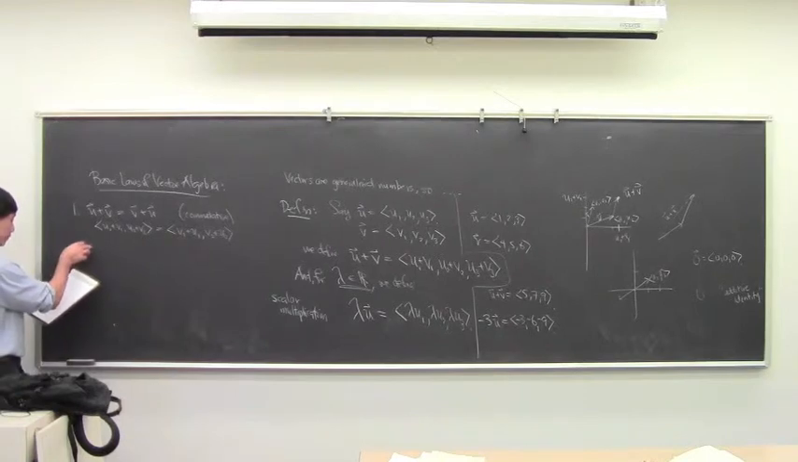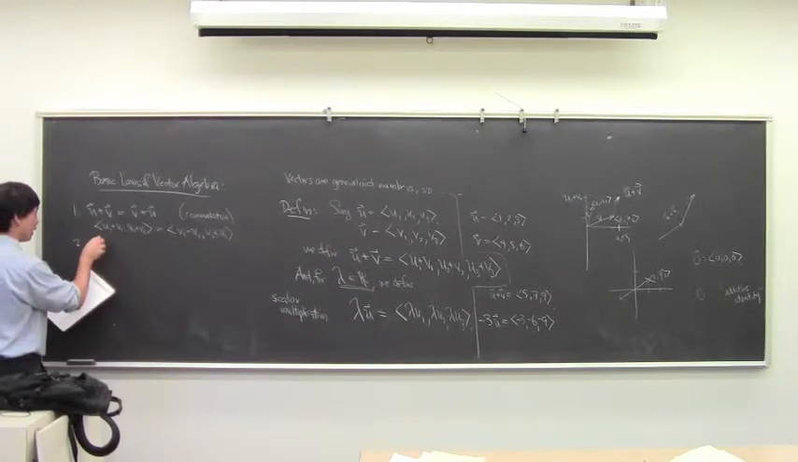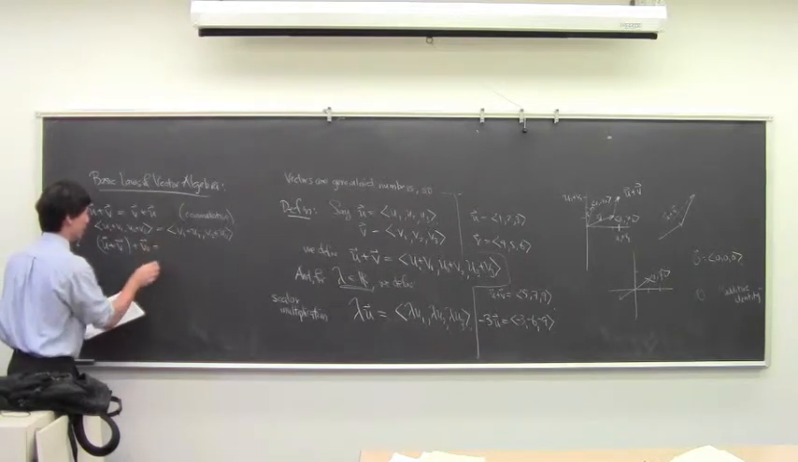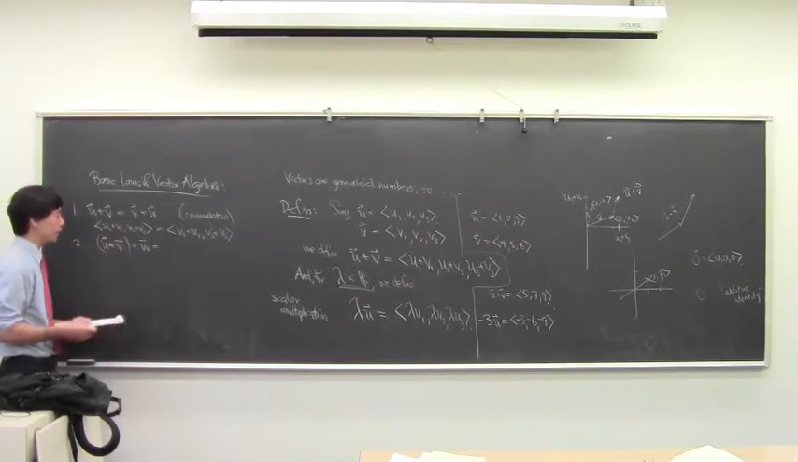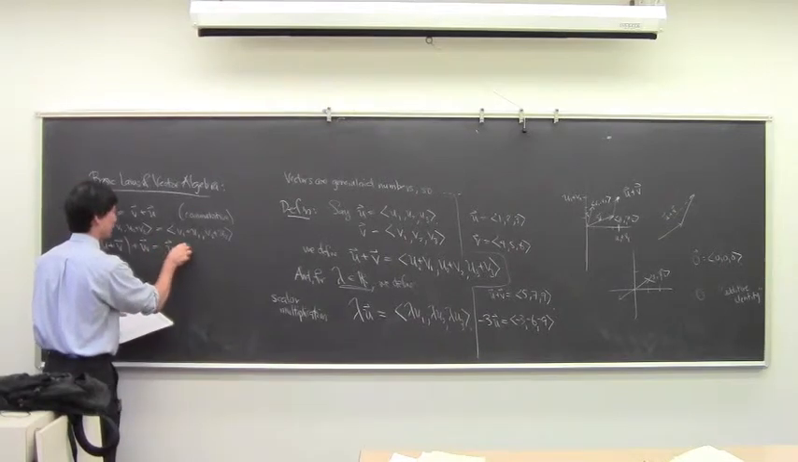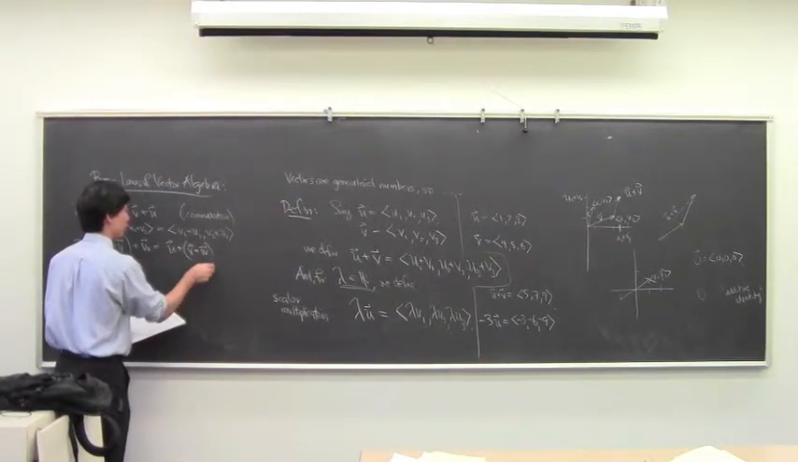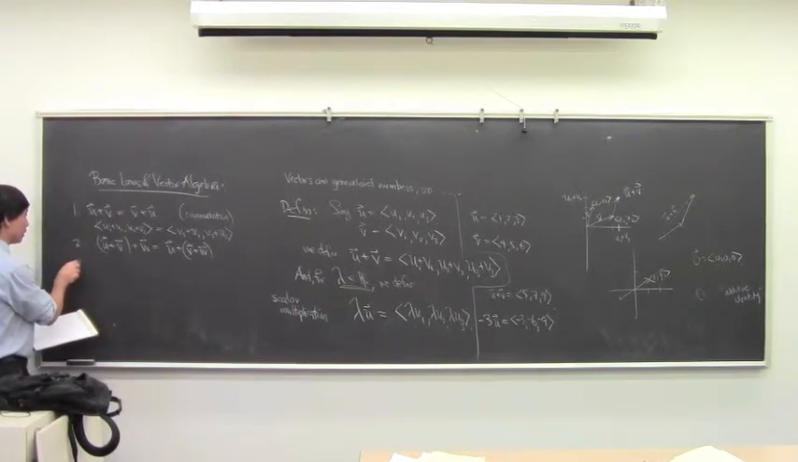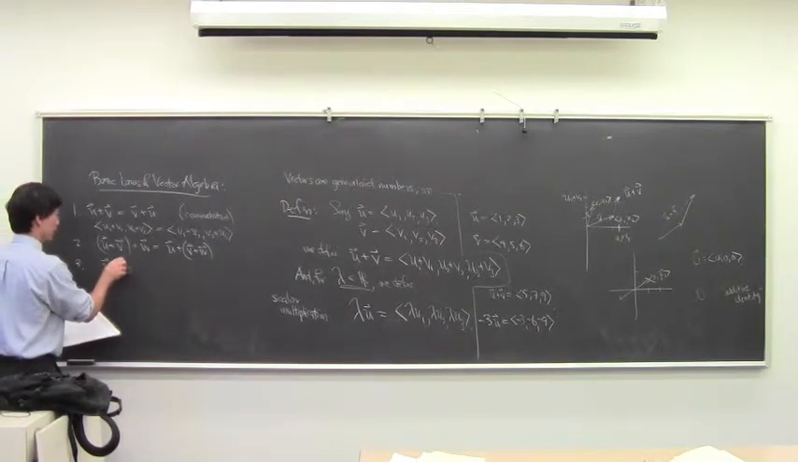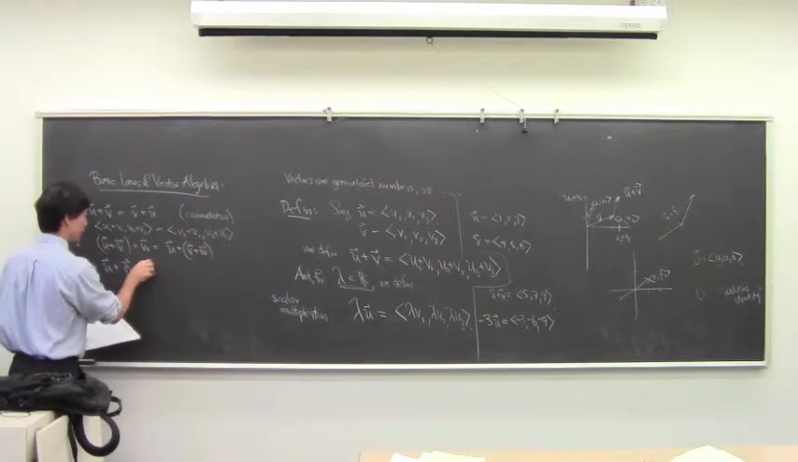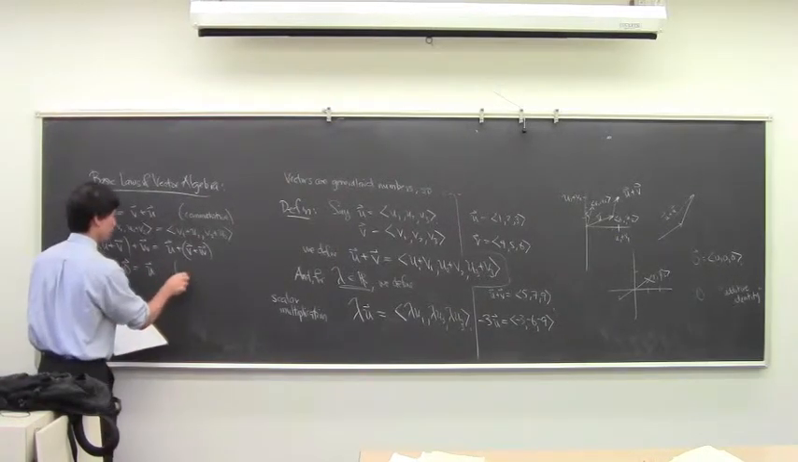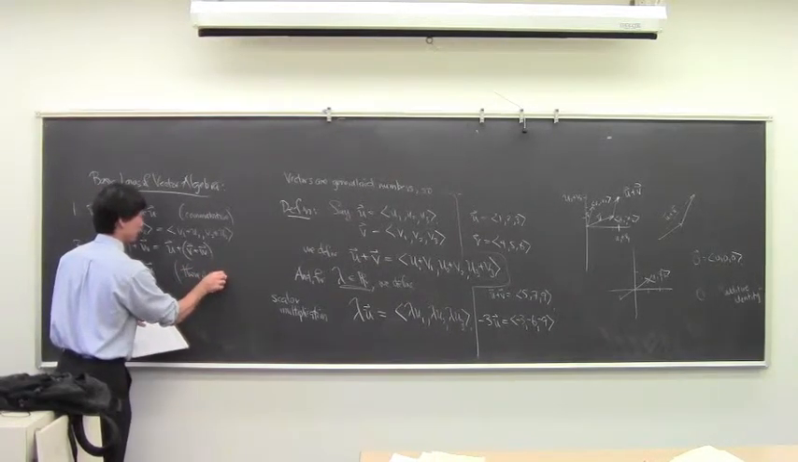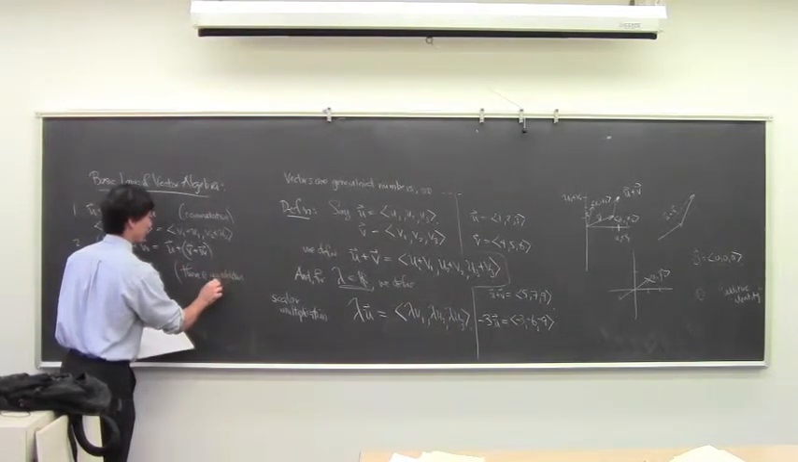It's a consequence. Similarly, you know what I'm going to write next. It doesn't matter the order in which you add vectors. You can add the first 2 first, or you can add the second 2 first. You have an associative property. Third, there is a 0. There is an additive identity.